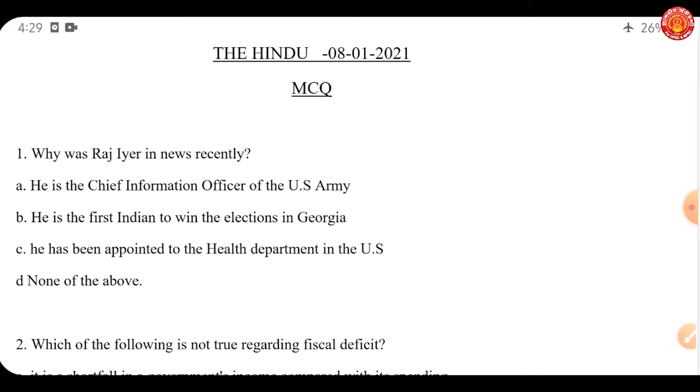So that's a very important post which is held by a person of Indian origin, and Raj Ayar is his name. Let's move on to the next question.